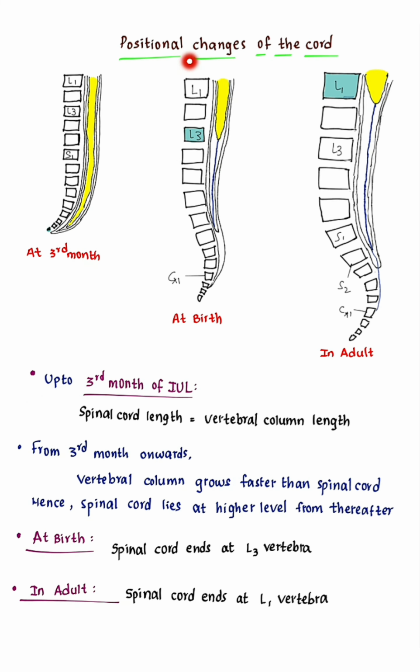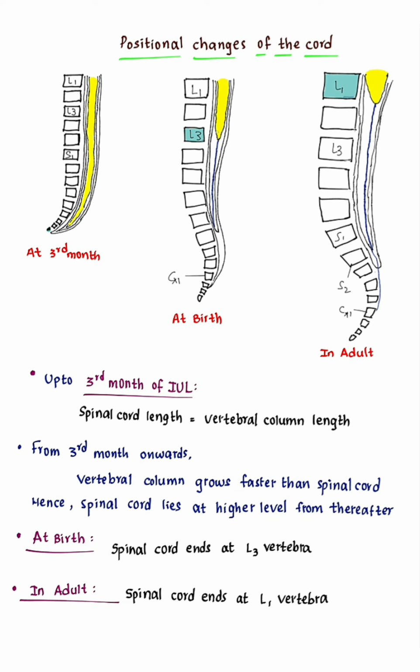Now let's see the positional changes of the spinal cord. Up to the third month of intrauterine life, the length of the spinal cord is equal to the length of the vertebral column. You can see the spinal cord extends throughout the length of the vertebral canal. From the third month onwards, the vertebral column grows faster than the spinal cord. Hence, the spinal cord lies at a higher level thereafter.